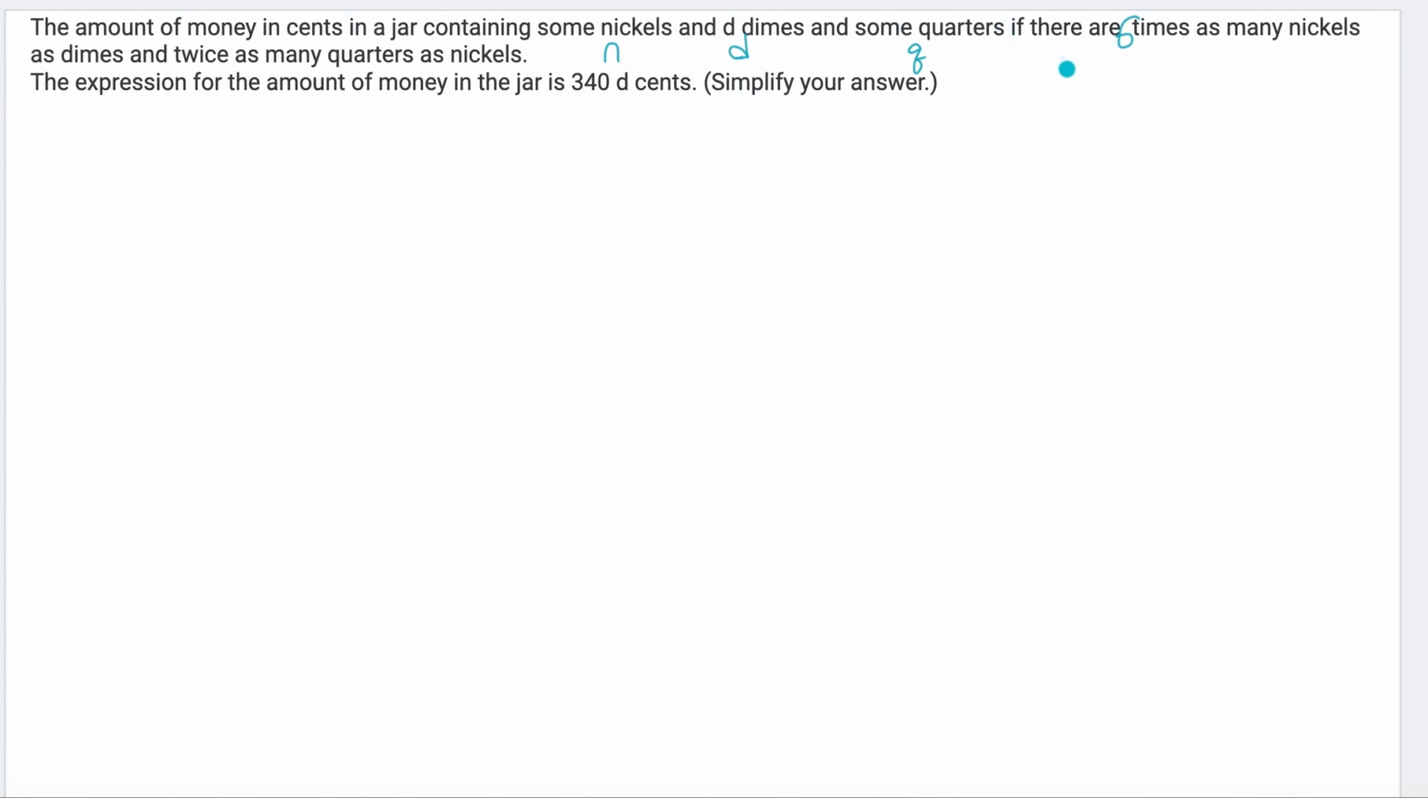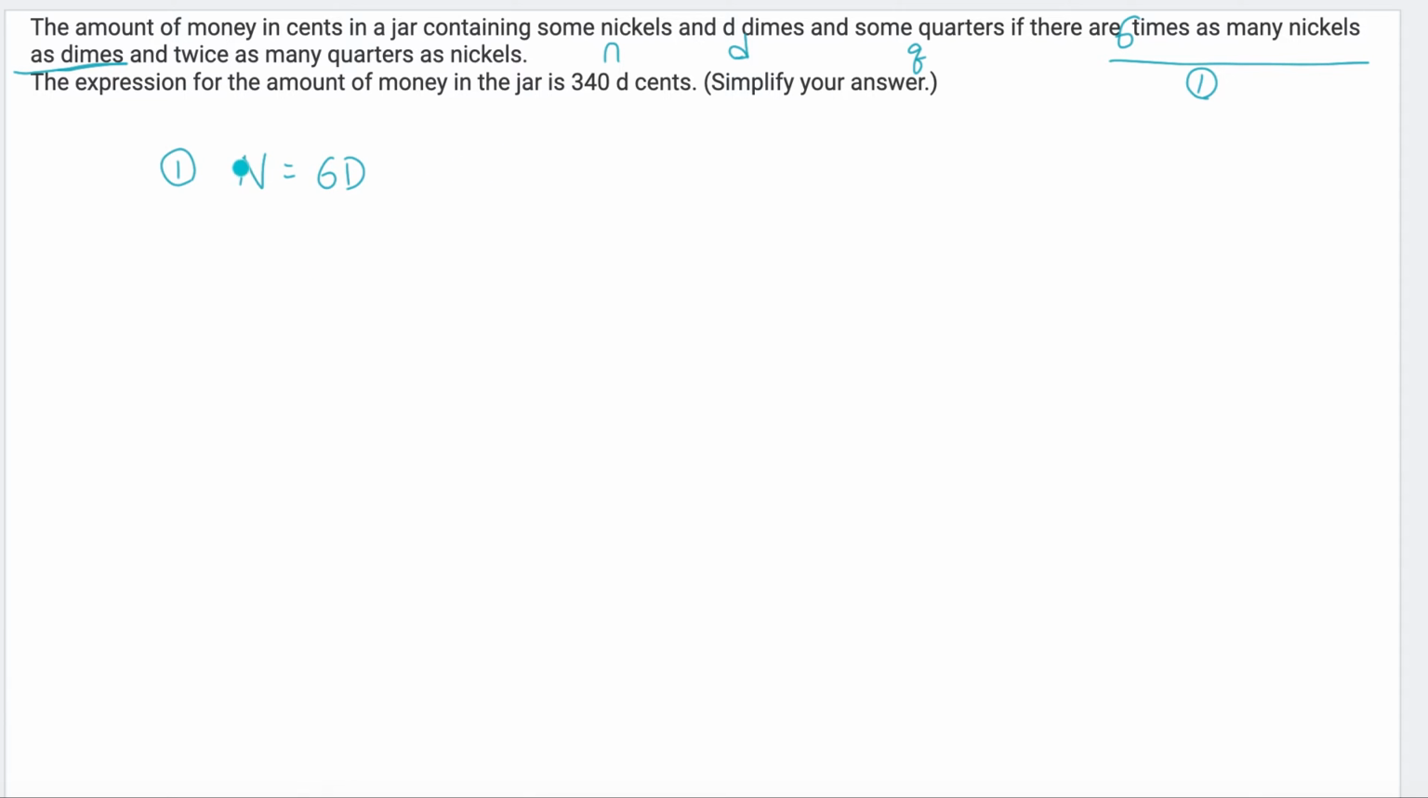And we also have more information here. There are 6 times as many nickels as dimes. By looking at this, we can put an expression there. So let's put that as 1. We can have a relationship between the number of nickels and the number of dimes. It says 6 times as many nickels as dimes. Which one has more? Nickels is more, right? You have more nickels, by 6 times the dimes.